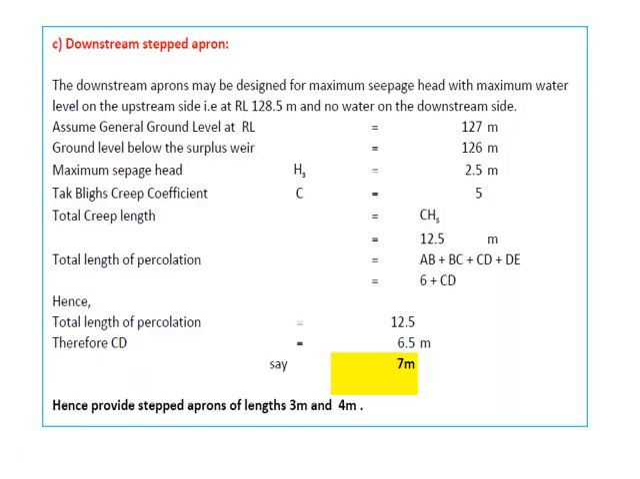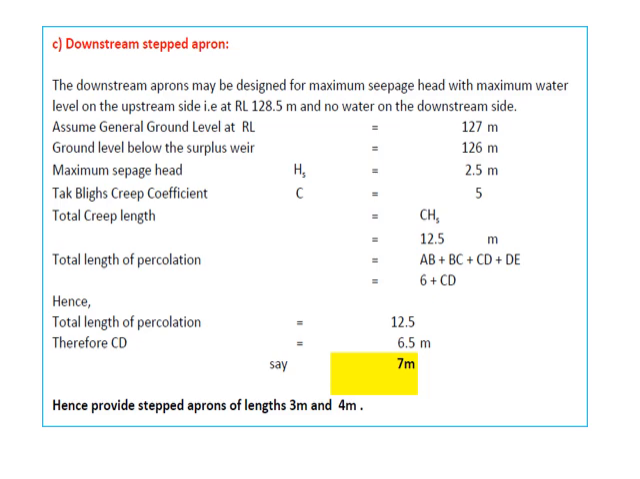So the aprons are provided on the downstream side in a stepped fashion. So therefore there are two aprons that are provided. The first apron will be kept at the general ground level. Therefore the general ground level here below the surplus weir is about 126, so therefore no, at 127. So the first apron will be kept at 127, and next the second apron will be kept at the level 126.